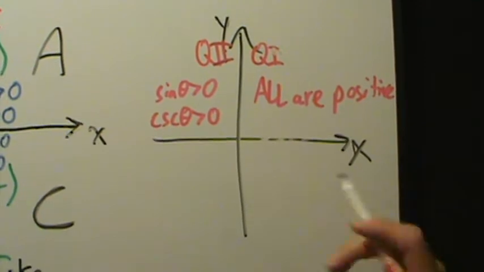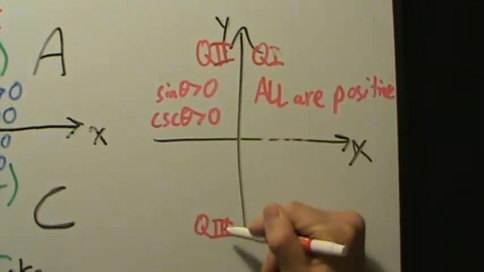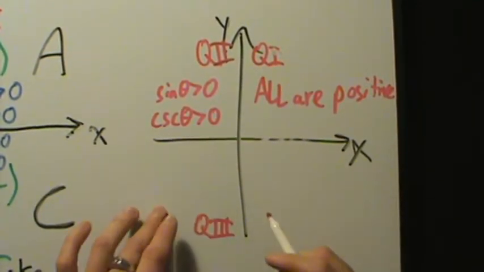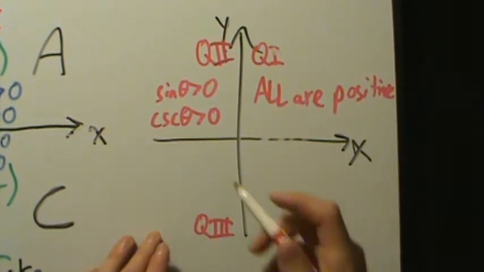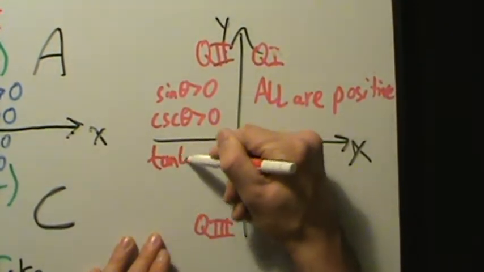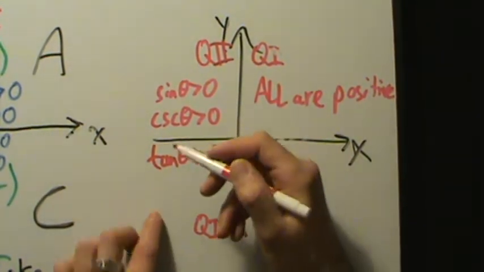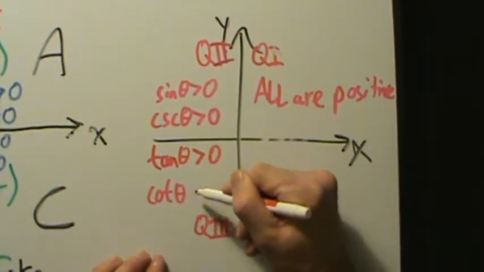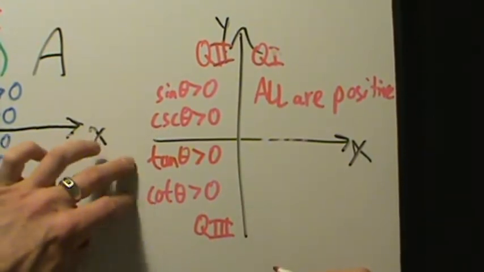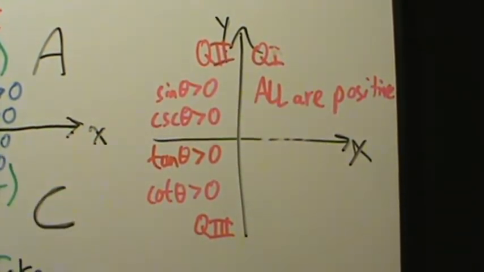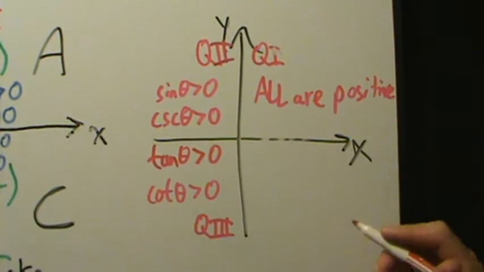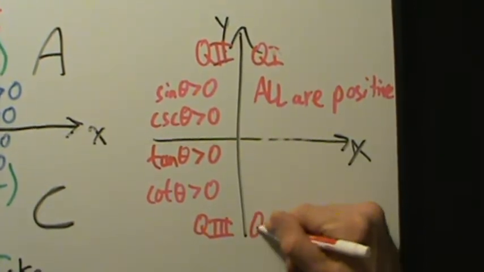Okay. What if we're in quadrant 3? Well, in quadrant 3, both of the coordinates are negative, so that means the tangent must be positive, because tangent then is negative divided by negative. Okay. Since the tangent is positive, then cotangent must also be positive, because these are reciprocals of each other. Okay, so if a number is positive, then its reciprocal is also positive. If a number is negative, then so is its reciprocal.